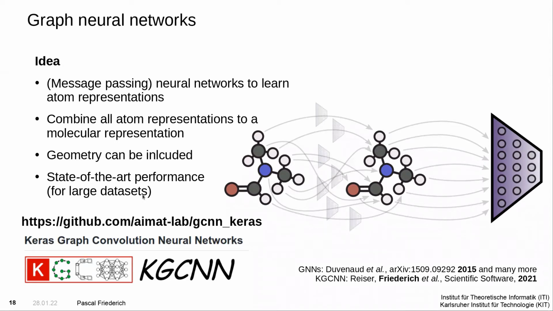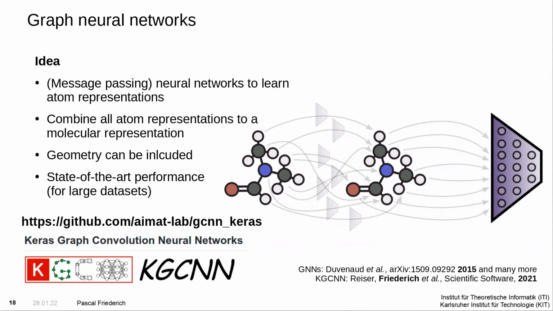Patrick Reiser in my group is developing a relatively convenient and easy to use library to implement such graph convolutional neural networks or message passing neural networks with a focus on application in chemistry. So if you want to try this out, please go to this GitHub page and try it out. And it's really meant to be included.